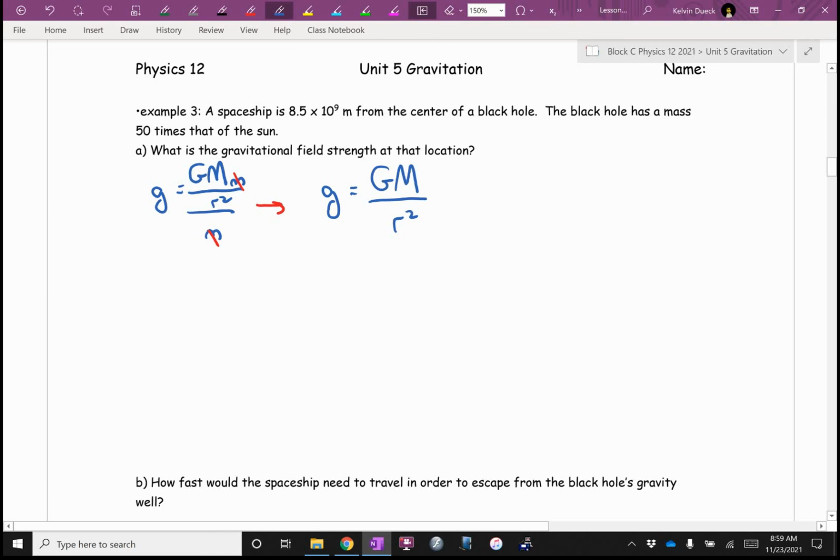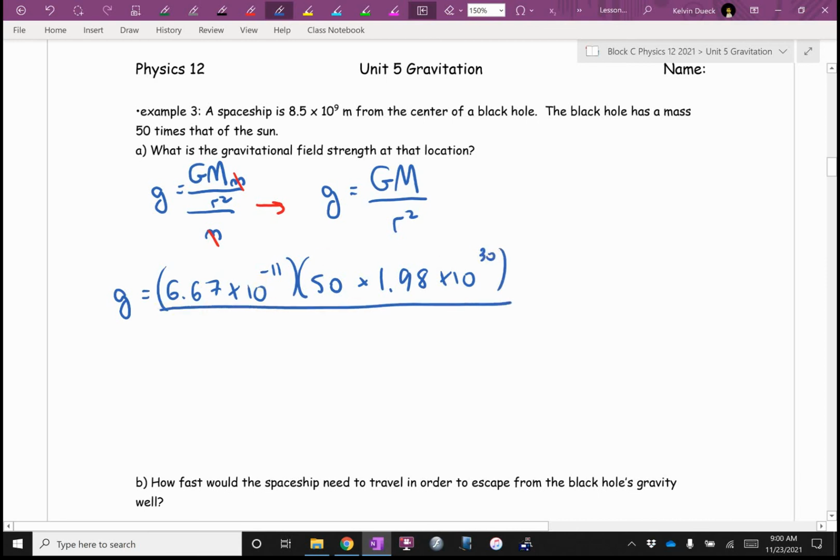But we're around a black hole. Am I expecting a gravitational field strength bigger or smaller than 9.8 around a black hole? Probably going to get a fairly big one. Okay. 6.67 times 10 to the negative 11. What's the mass of the black hole? So it's going to be 50 times the sun's, on your sheet. I have no idea what it is. 1.98 times 10 to the 30. Okay.